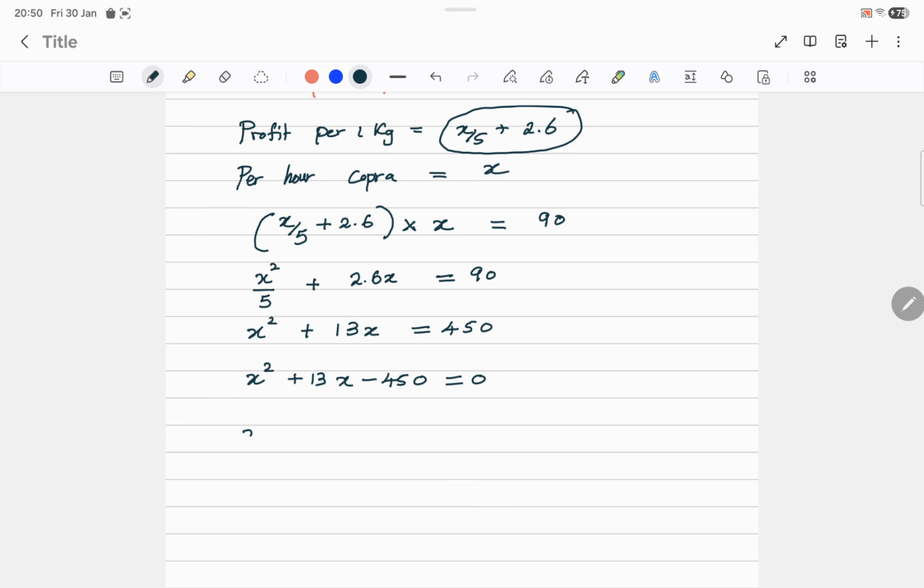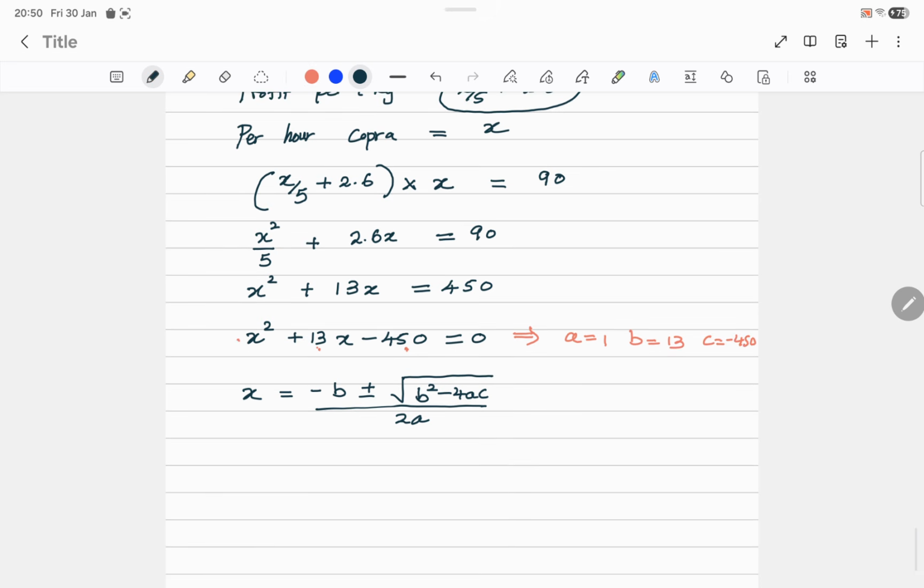Quadratic formula to find the answer. What is the quadratic formula? x equals minus b plus or minus square root of b squared minus 4ac over 2a. So in this question, what is a? It is 1, the number in front of x squared. b is the number in front of x, which is 13. Then c is the constant, which is minus 450. Right. So now apply those three values into the quadratic formula and find the x value.